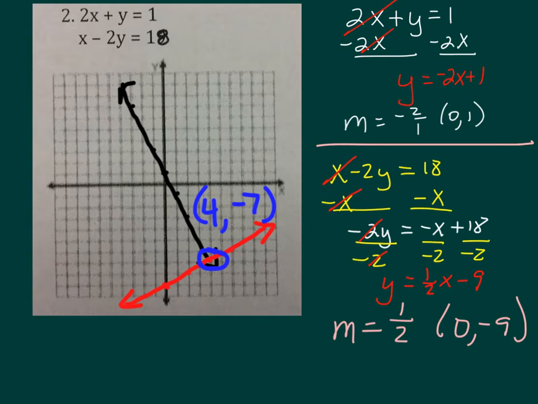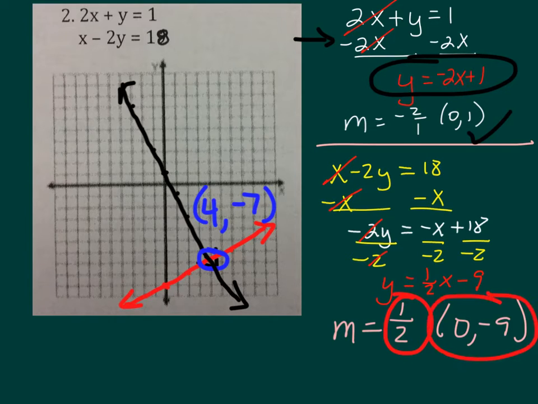Now this second graph I've already done for you. On the second graph we had a y-intercept of 0, 1. Notice I had to solve for y, so I had to move the 2x over. When I did that, I got y equals -2x plus 1, so a slope of -2 over 1. Let's see. I need to drag this a little bit more. And then on the last one down here, I got a slope of 1/2 and a y-intercept of -9. And therefore, your intersection is at 4, -7.